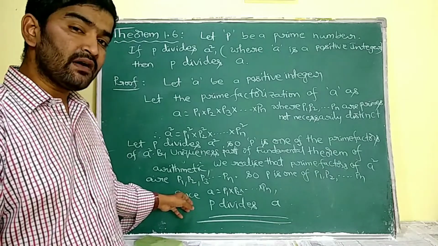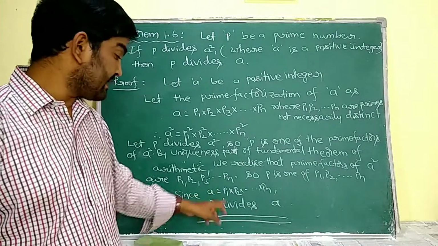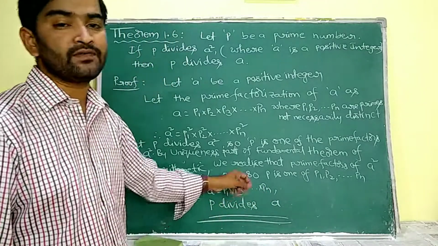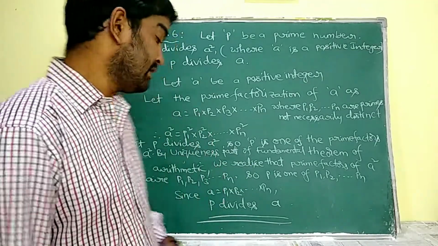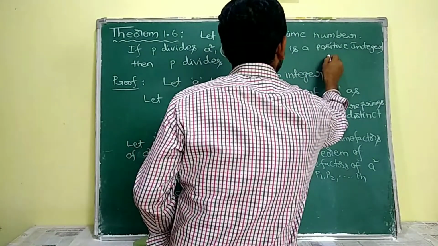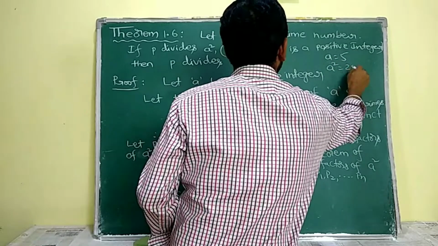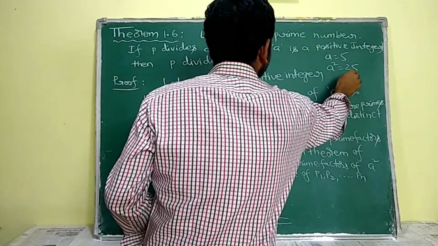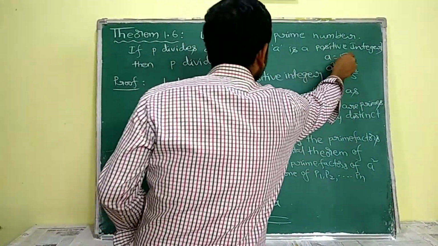So, if P is one of the values of P1, P2, so on Pn, then P divides A also. Why? Because P is one of the prime factors of A, which are P1, P2, so on Pn. So P divides A also. It's a very important theorem. Let us check it with an example. Let A be equal to 5. A square is equal to 25. Now let us consider the prime number 5. Does 5 divide this A square or not? Clearly we know 5 divides A square, so 5 divides A also.